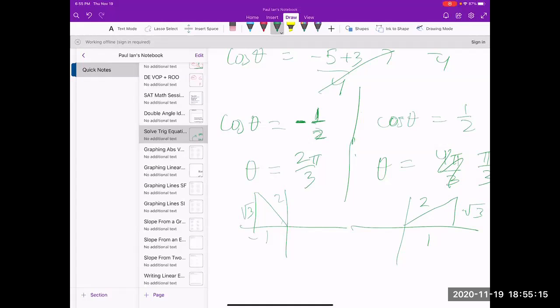It seems like you get the sum difference one, and then the half angle. Yeah. And then just do a bunch of these. There's a lot of problems that you guys did. Just do a bunch of these solving trig equations.